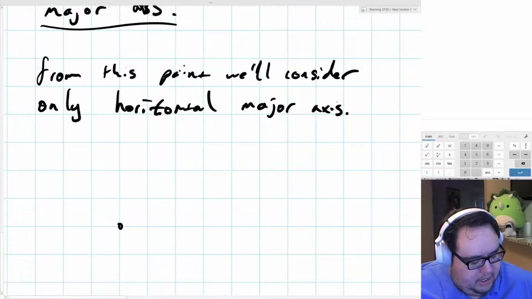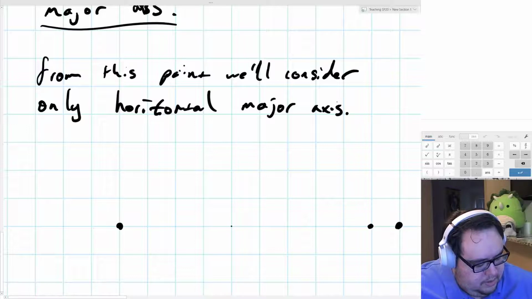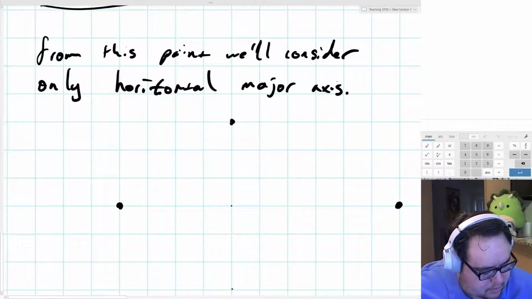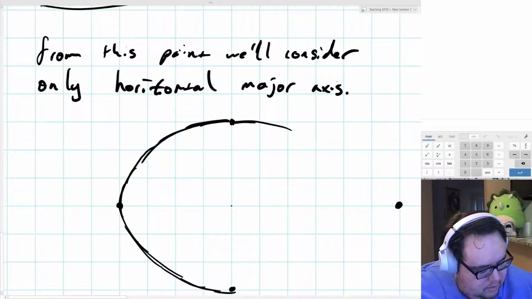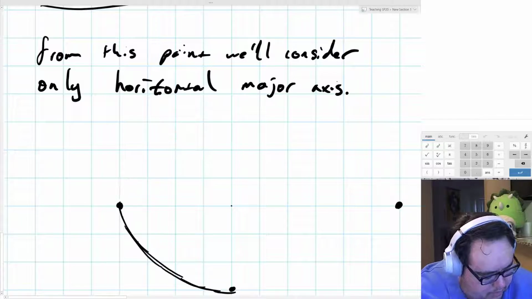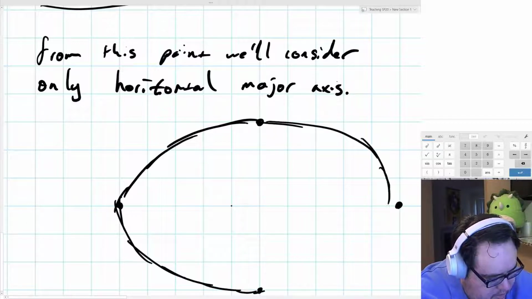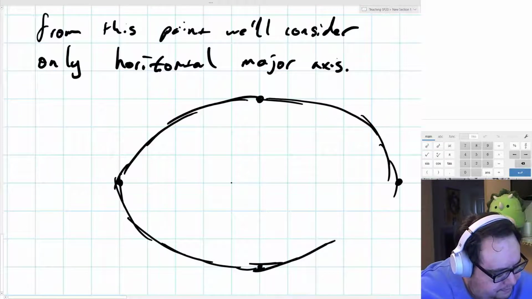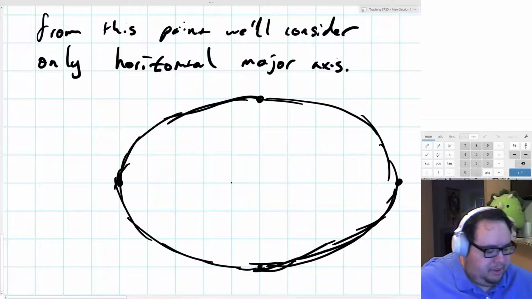So let's take an ellipse that has a horizontal major axis. So maybe something along these lines. Hold on. I probably don't need to be such a perfectionist with this ellipse, but here I am, being kind of a perfectionist about the ellipse. Whatever. That's good enough, right?